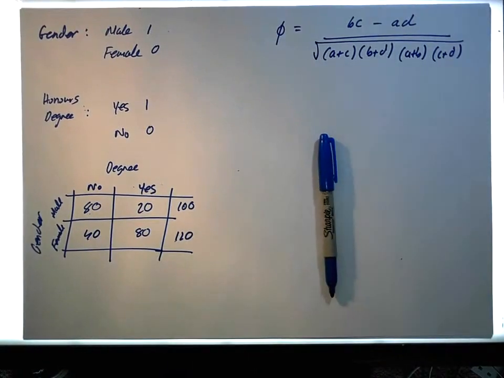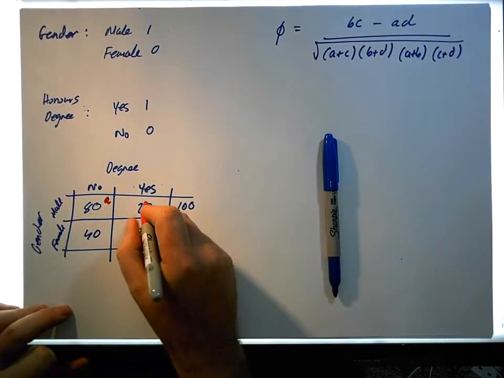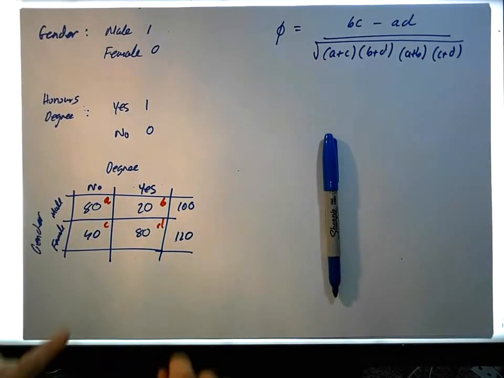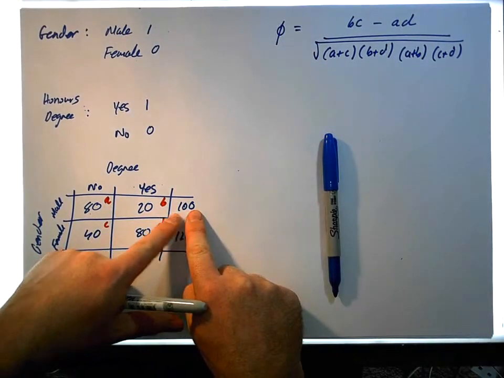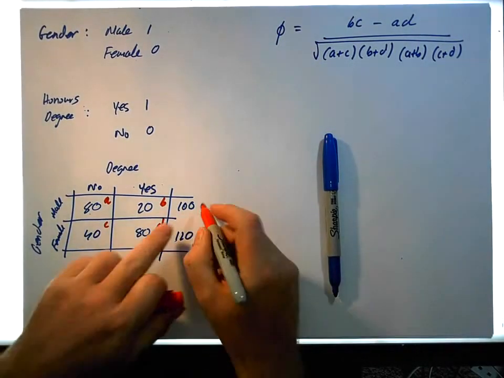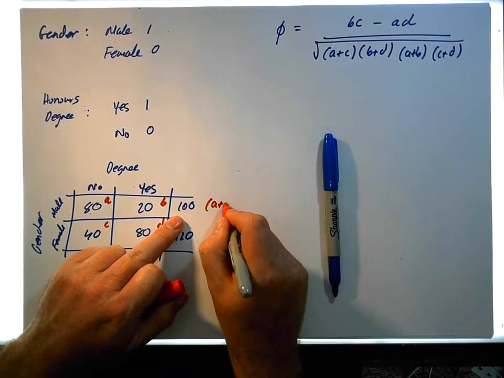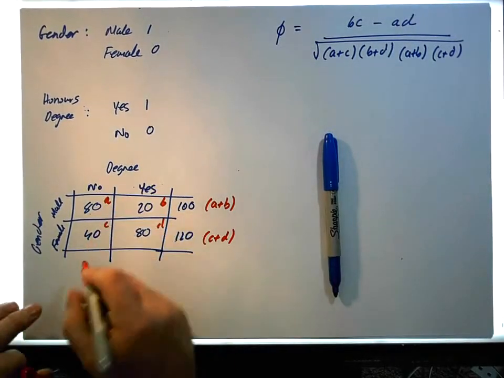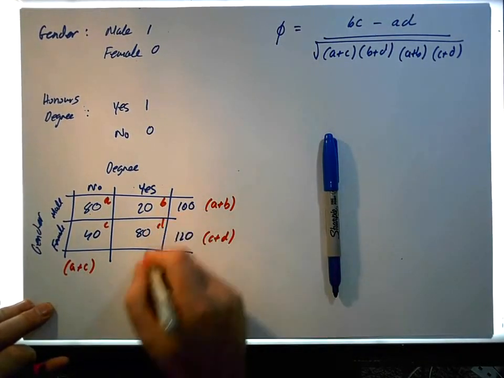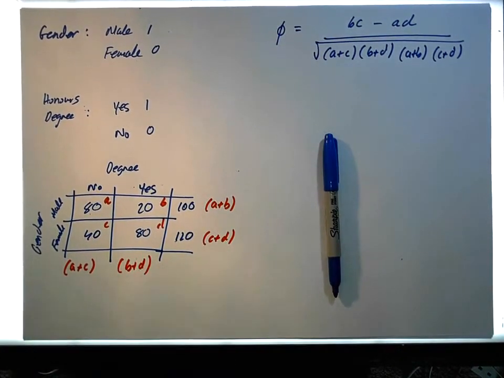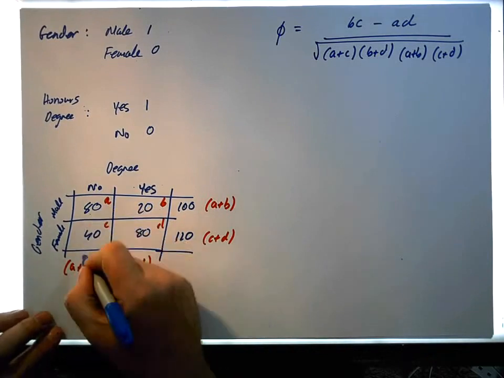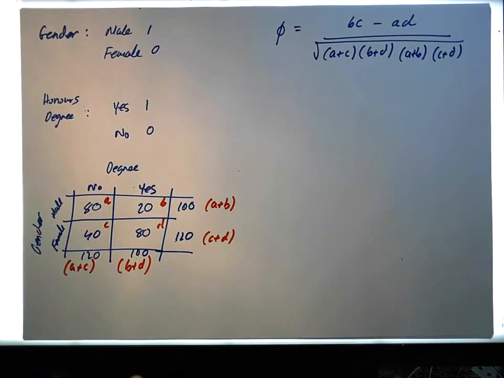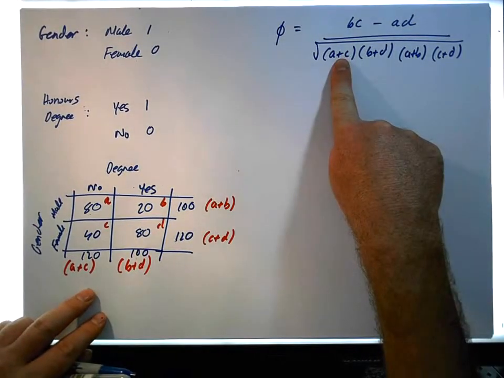Let's keep in mind that this cell here is cell A, this is B, this is C, and this is D. So hopefully you can see that this value here represents A plus B, whereas this here represents C plus D. And down here, this represents A plus C, and this represents B plus D. If we sum this column, 80 plus 40 gives us 120. 80 plus 20 gives us 100.